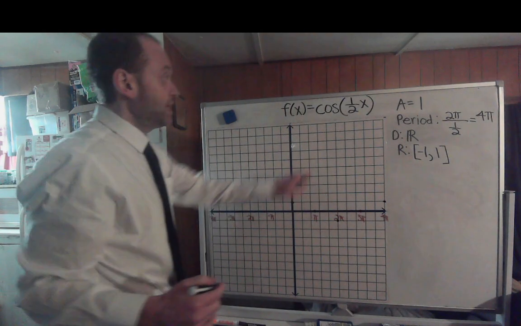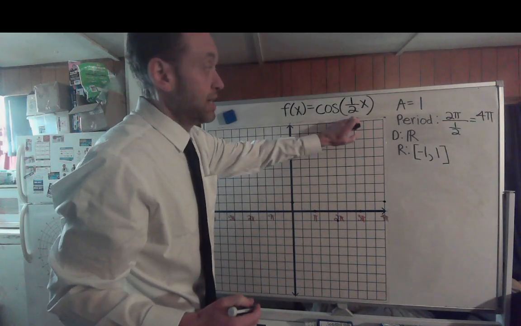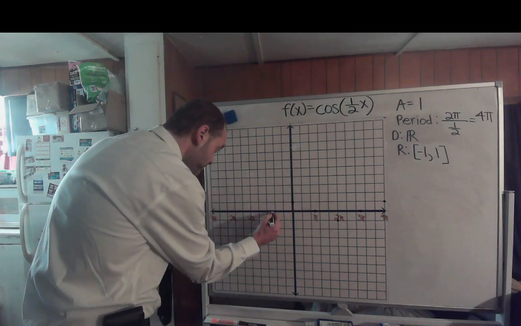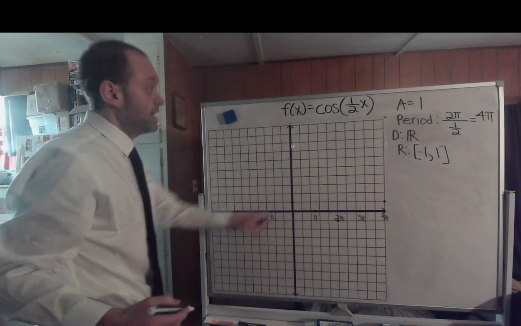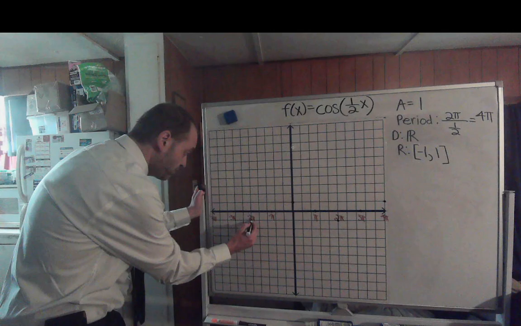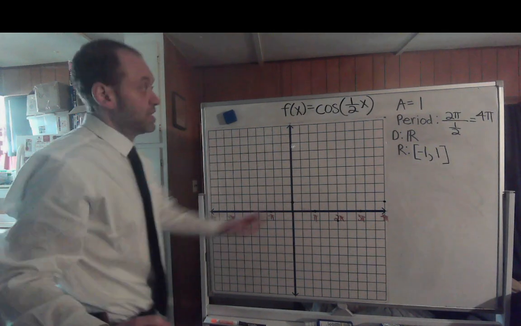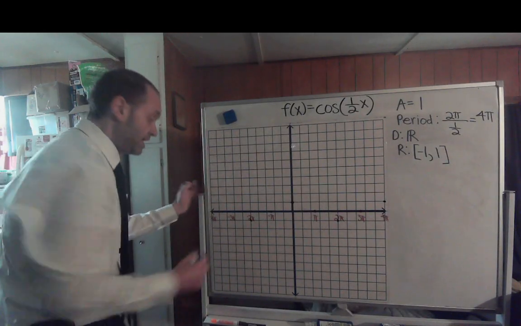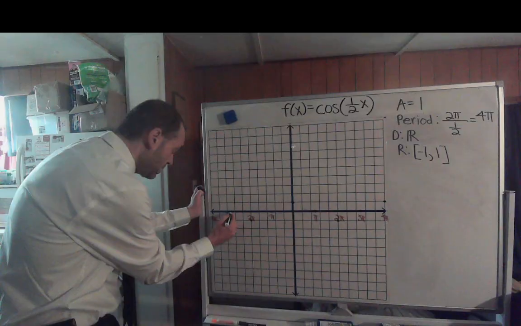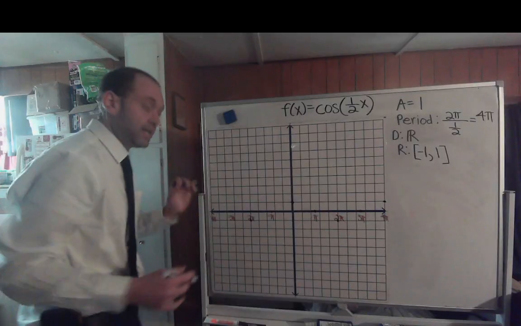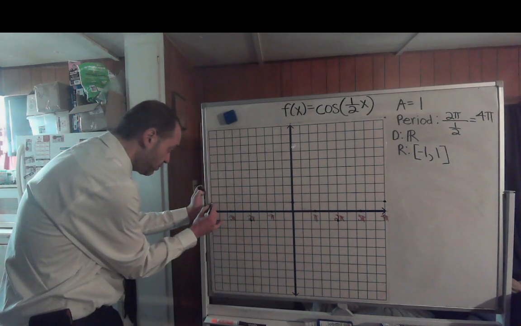If I put in negative pi, I'll end up getting the cosine of negative pi over 2, which is 0. If I put in -2 pi, I'll end up getting the cosine of negative pi, which is -1. If I put in -3 pi, I'll end up getting the cosine of -3 pi over 2, which is 0. Then if I put in -4 pi, I'll get the cosine of -2 pi, which is +1.